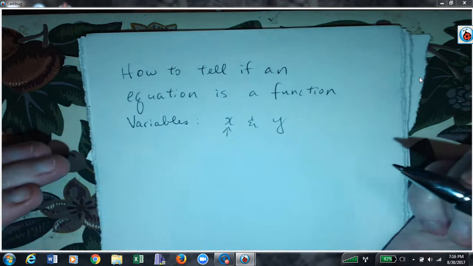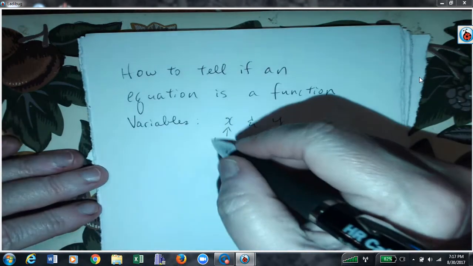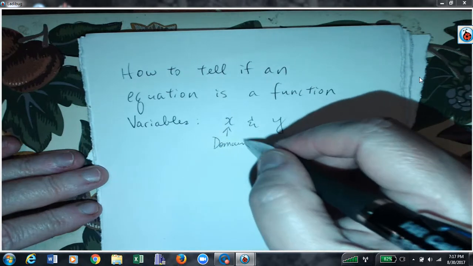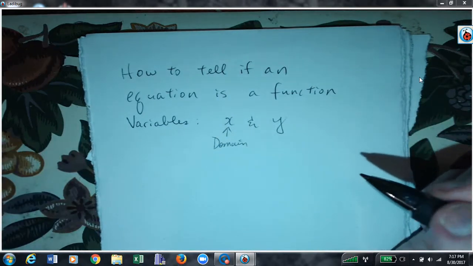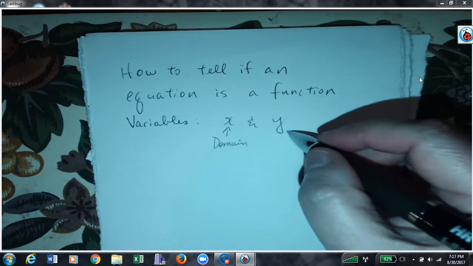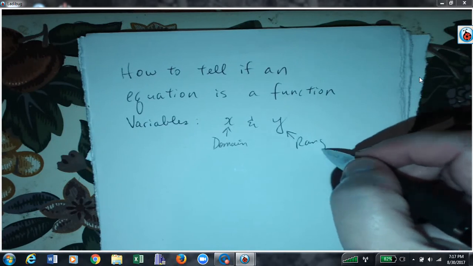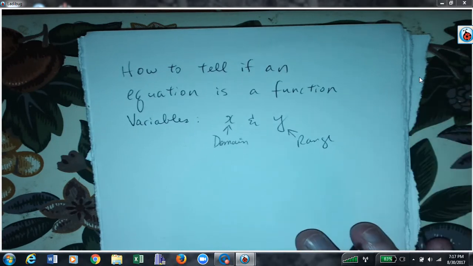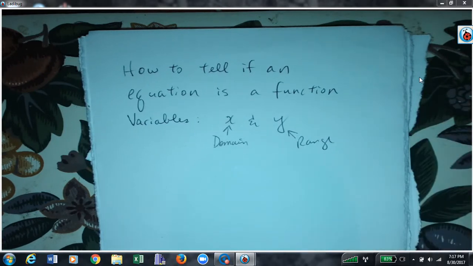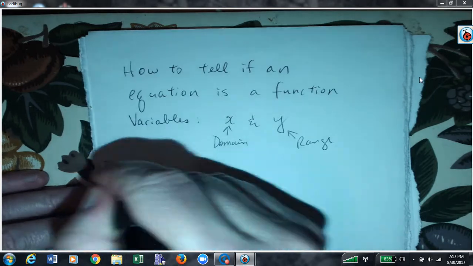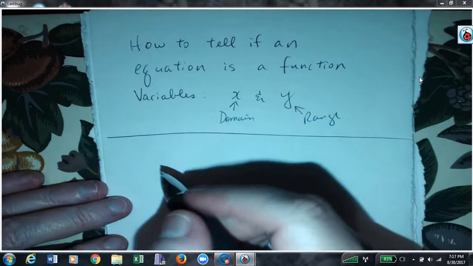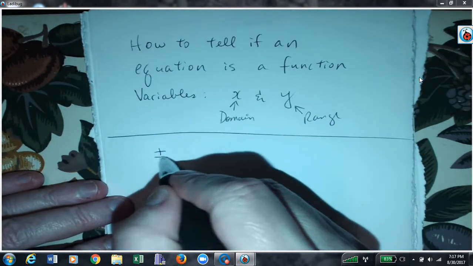So elements in the domain are denoted with an x, and elements in the range are denoted with the y. Now, later on, they'll mix up the letters. They might use a U and V or an A and a B, but in the beginning, it's x and y.